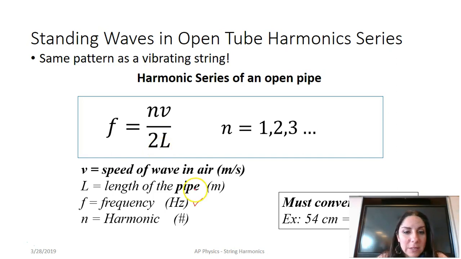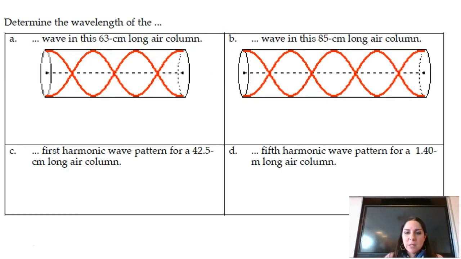L stands for the length of the pipe. Make sure it's in meters. A lot of times the values are in centimeters, so you need to convert that. v is the speed of the wave in air. As before with standing waves on strings it was the string wave, now it's the air wave, or the speed of sound in air. And n is the harmonic number. For open pipes, any integer is acceptable: 1, 2, 3, etc. So let's solve some questions.